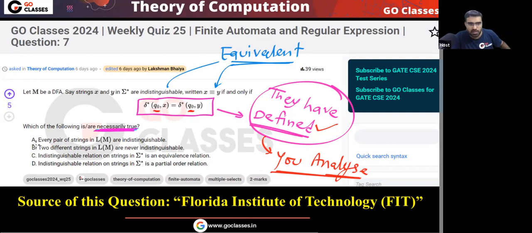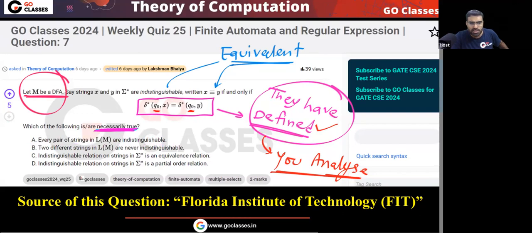So option A is saying that every pair of strings in L(M). What is L(M)? That is the language of the given DFA. A DFA is given to you. So can I say every pair of strings are equivalent?